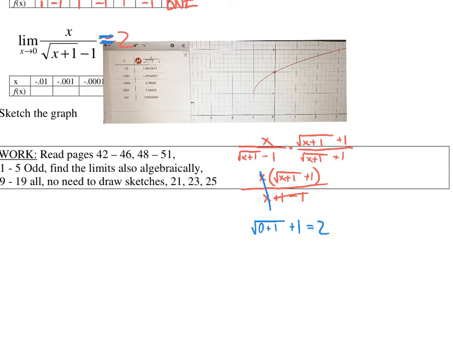Okay? Does that make sense? It takes some practice, some getting used to, but it's not that bad of a process once you get the hang of it. Okay?